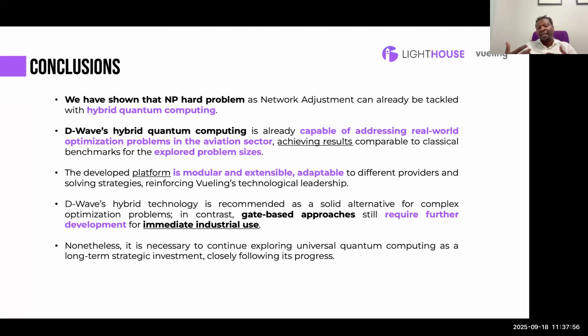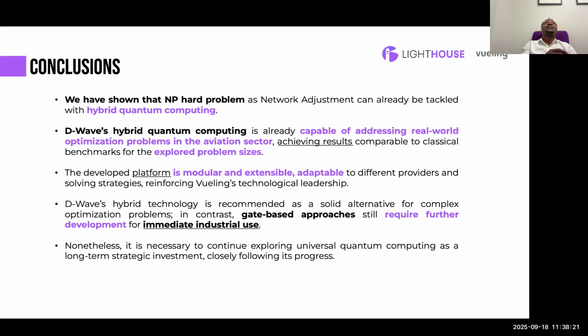And we have seen in some cases that this strategy and these results are better than some classical solvers. Okay. And the platform that we are designing also shows that we can make it extensible, adaptable and scalable. That is very, very important.